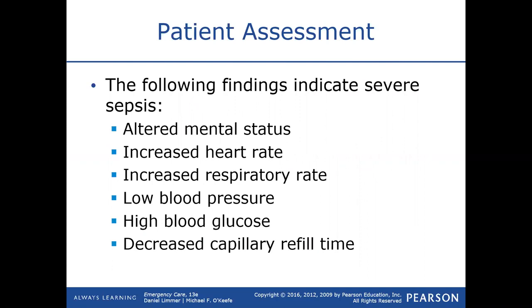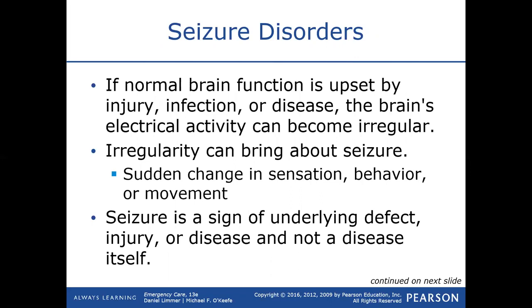When we are assessing these patients, things that may indicate severe sepsis would be altered mental status, increased heart rate, respiratory rate, low blood pressure, high blood glucose, decreased capillary refill time. Seizure disorders can cause altered mental status. If normal brain function is upset by an injury, infection, or disease, the brain's electrical activity can become irregular. Irregularity can bring about a seizure, a sudden change in sensation, behavior, or movement. Seizure is a sign of an underlying defect, injury, or disease, and not a disease itself.